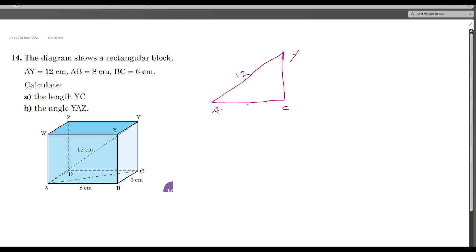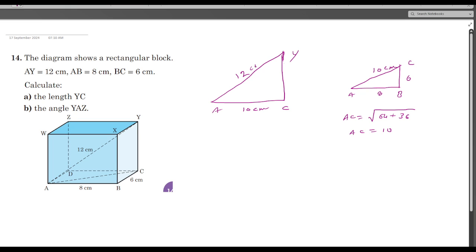This is given 12, and then AC is not given, so first we can find out AC. For that AC I have A, B, and here it is C. ABC is also a right angle triangle with 8, 6. So your AC will be equal to square root of 8 square, which is 64, plus 6 square, which is 36. So it is 100. So your AC is equal to 10 centimeter.